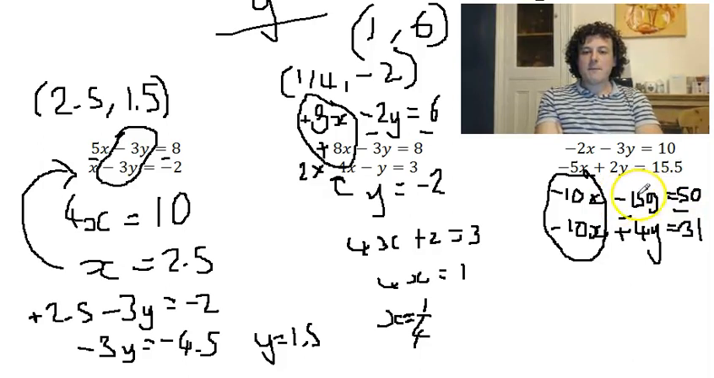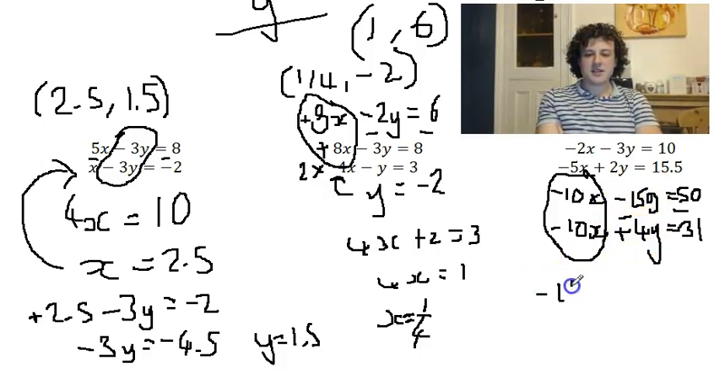Must be consistent. Anyway, I'm just going to work down the page. I find that easier. Minus 15y minus y. It's just my bad handwriting. Minus 15y minus 4y gives me minus 19y. And this equals 50 take away 31, which equals 19. Divide by minus 19, and y equals minus 1.